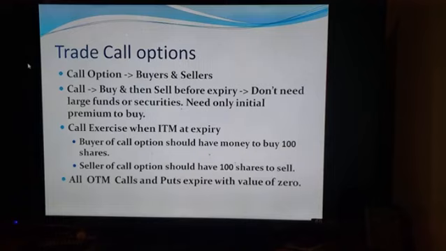I want to make this video shorter. So for traders, you just buy the call options and sell them before the expiry. You don't need any large funds, you just need to pay the initial premium. For example, if I think my ABC stock is going to go high, I will buy a call option of 102 strike with 19th February. I will pay maybe 300 or 400, depending on the premium required at that time. If the stock rises, my call option will rise and I will sell it before the expiry.